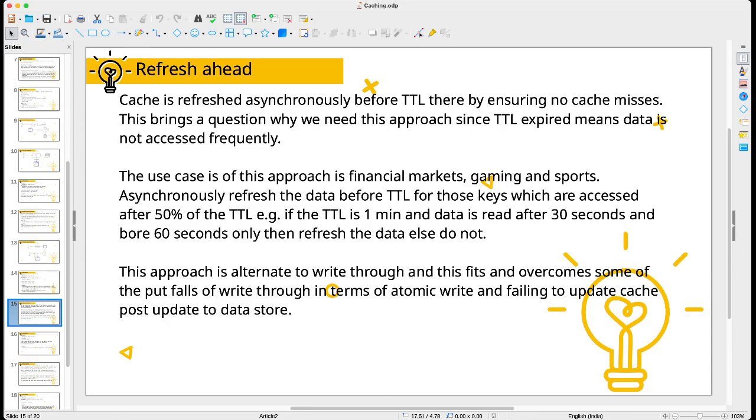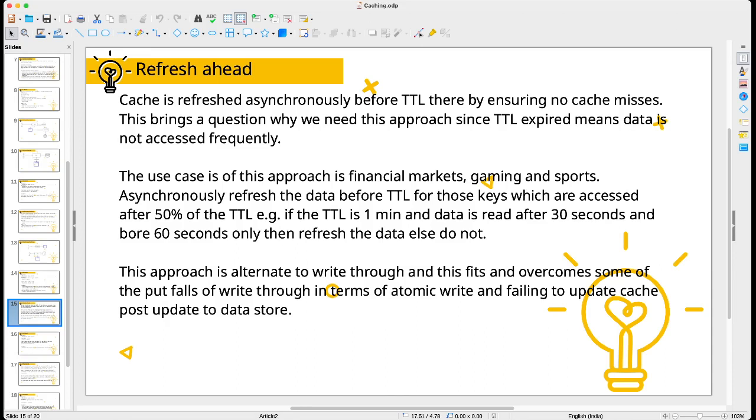Refresh ahead. What is the refresh ahead cache pattern? A cache is refreshed asynchronously before the TTL, thereby ensuring no cache misses. Okay, why do we need to refresh a cache? TTL is the time at which the cache expires. Just before the cache is about to expire, why do I need to refresh the data? Usually TTL expires the data.